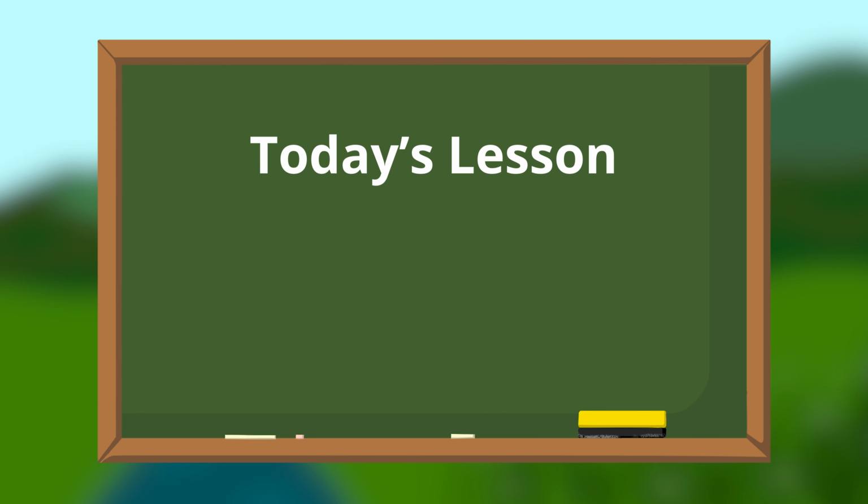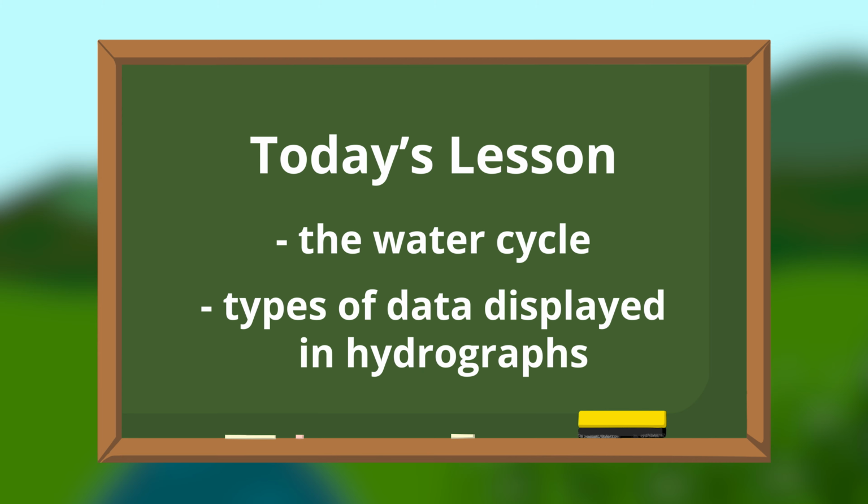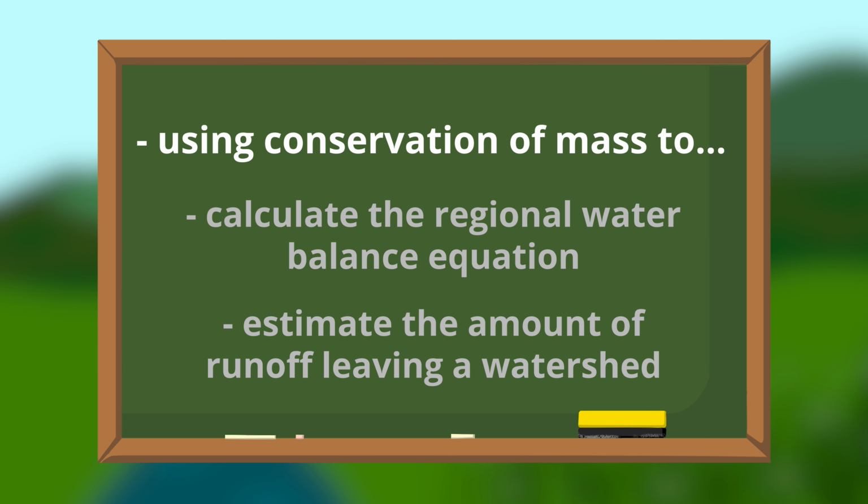In today's lesson, we're going over the water cycle and types of data displayed in hydrographs. Afterwards, we'll discuss how to use conservation of mass to calculate the regional water balance equation and estimate the amount of runoff leaving a watershed.